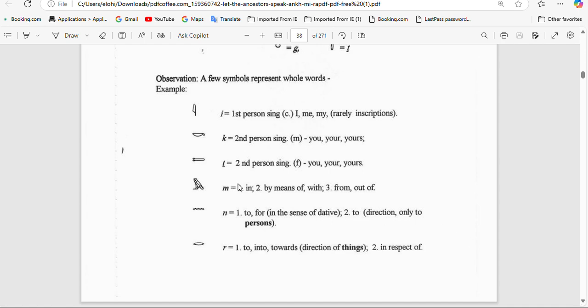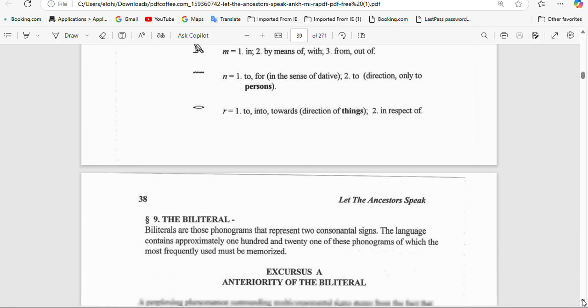One, in. Two, by means of. Three, from, out of. Then you have the N again. Number one is to, from, in the sense of dative. And then number two, to as in direction, only to persons. And then you have the R: to, into, towards, direction of things, in respect of. Let's go a little bit further.